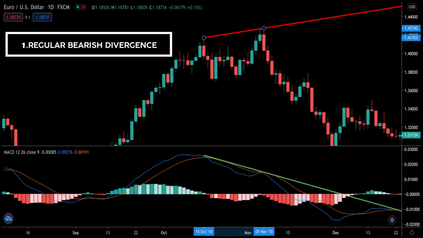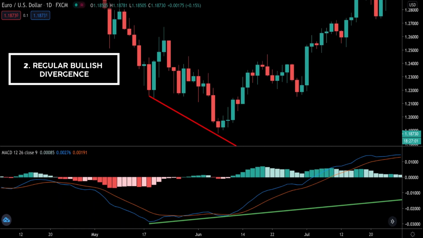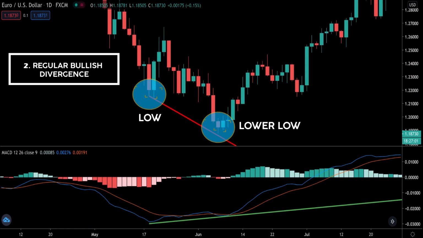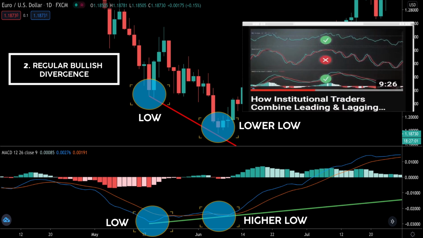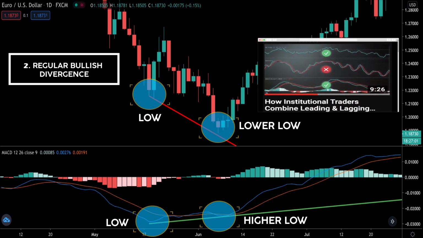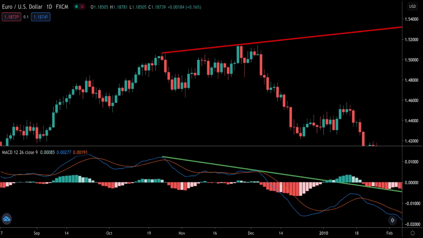A regular bearish divergence occurs when the price is making a higher high, but the indicator is making a lower high. The opposite is true for a regular bullish divergence, where price is making a lower low, but the indicator makes a higher low. Regular divergence is a leading indicator that can pinpoint market tops and bottoms with high accuracy. I've previously talked about how you can combine both leading and lagging indicators to build your trading strategy. But for now, let me show you more examples of regular divergence.